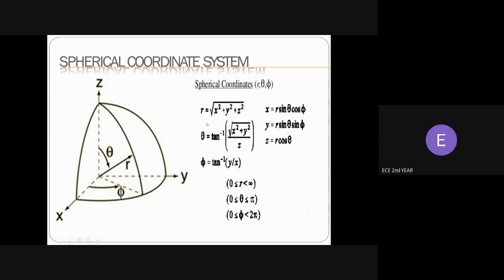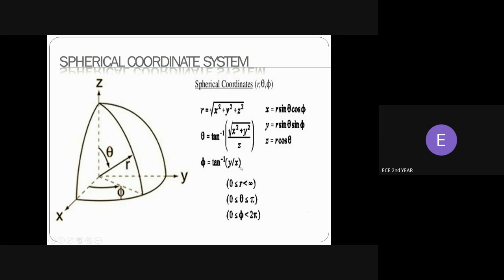I will tell the formulas individually. For r, you will have the square root of x squared plus y squared plus z squared, and for theta, that is equal to tan inverse of root of x squared plus y squared divided by z, and for phi, the value is tan inverse y by x, right?